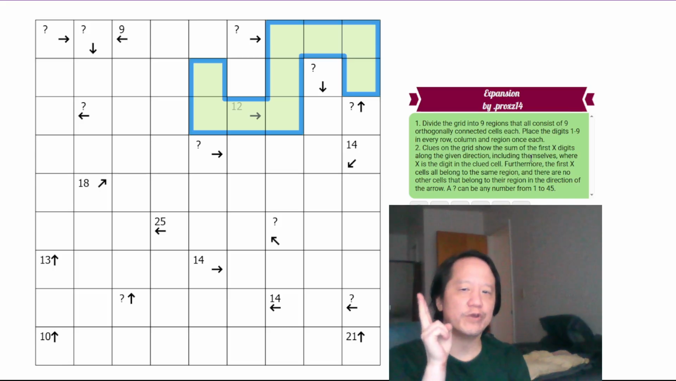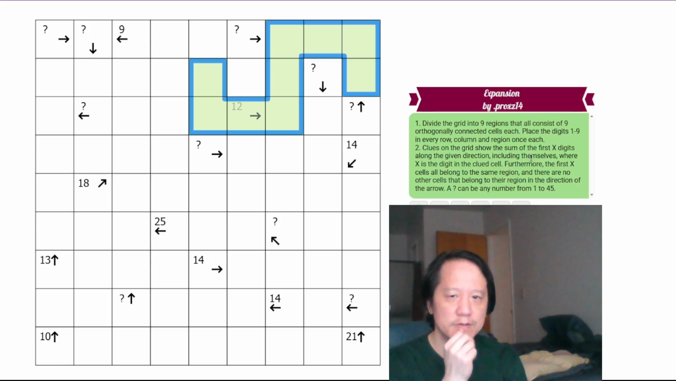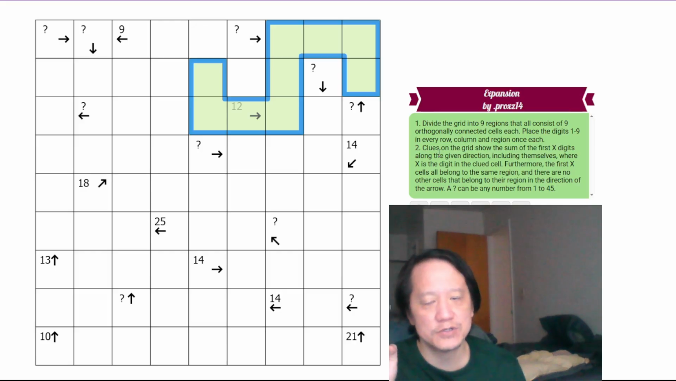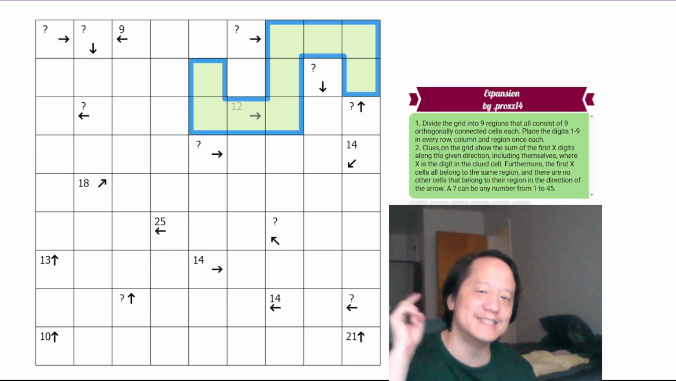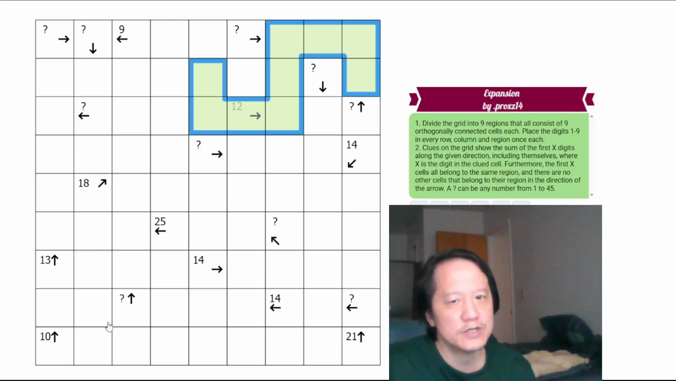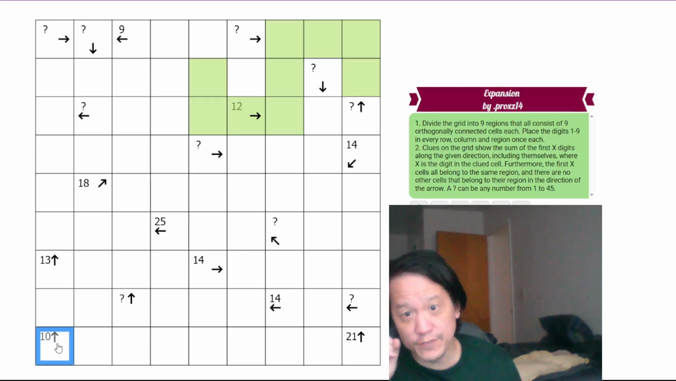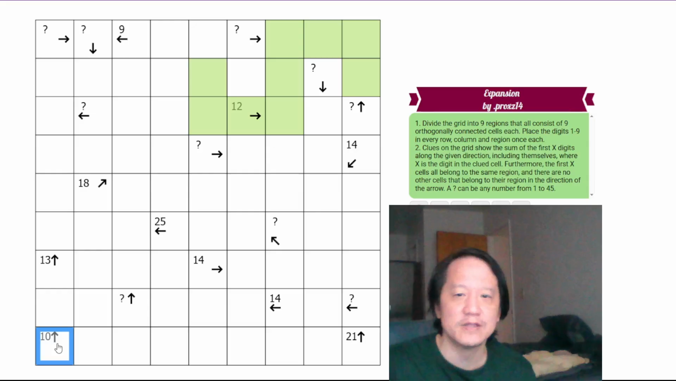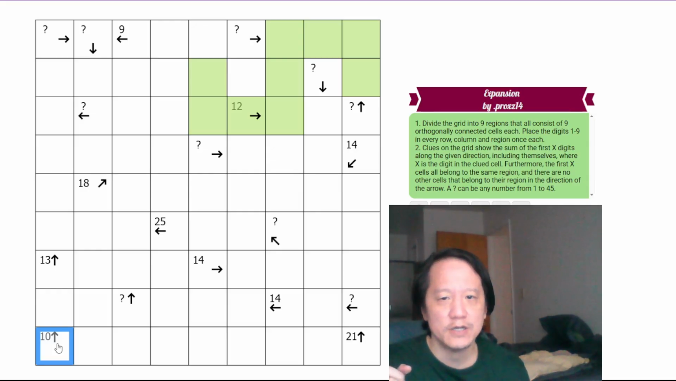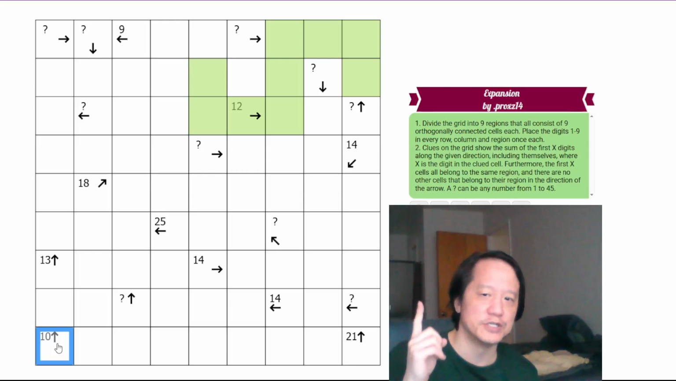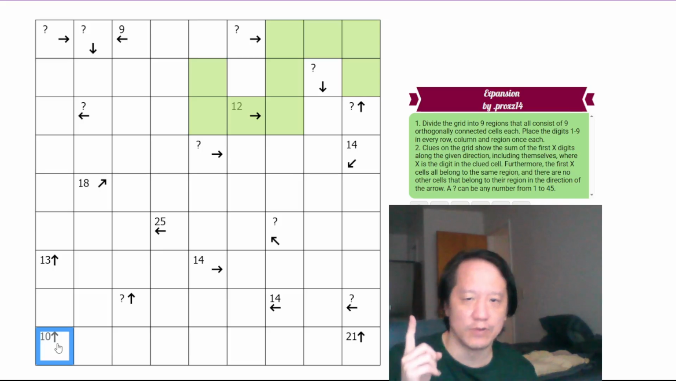2, we have clues on the grid that show the sum of the first x digits along a given direction, including themselves, where x is the digit in the clued cell. Furthermore, the first x cells all belong to the same region, and there are no other cells that belong to their region in the direction of the arrow.